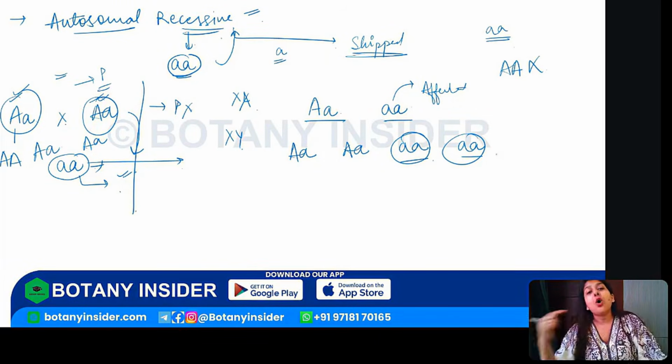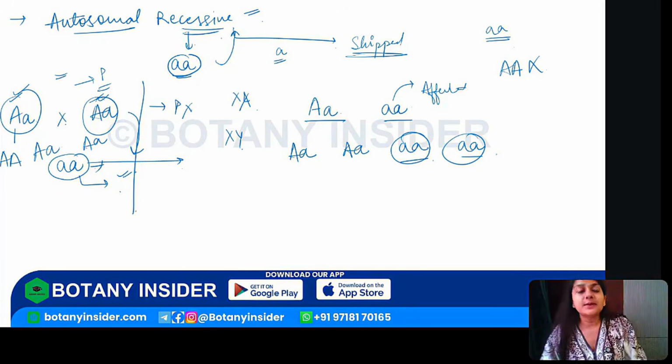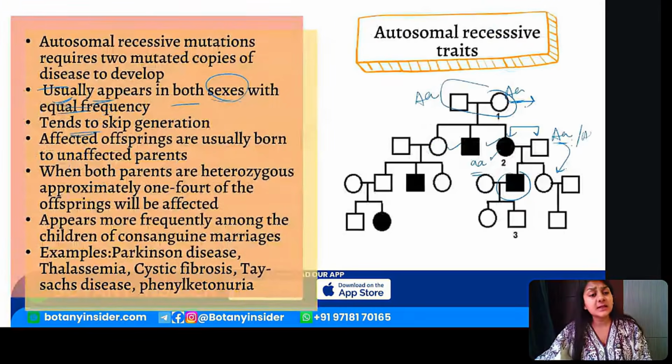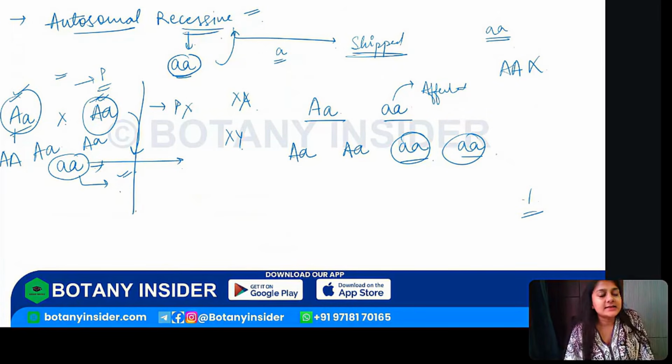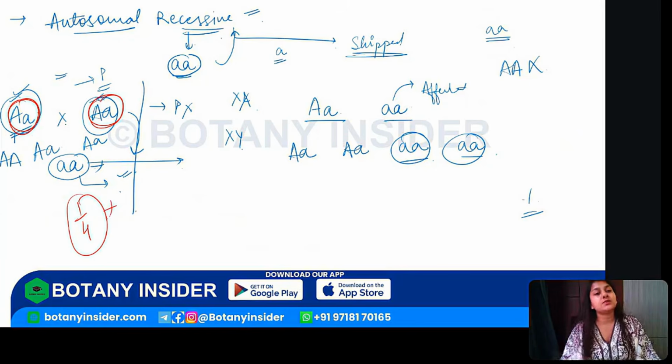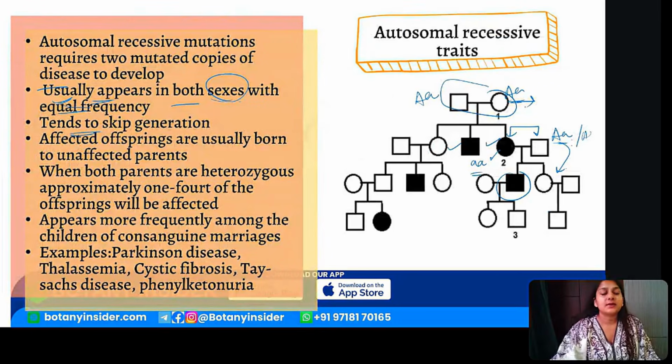That doesn't mean always skipping would be there, right? So remember about this, that it tends to skip generation does not mean 100% skipping would be there, right? Also, when the parents are heterozygous in this scenario, that is here, see, capital A small a is here. So in the next generation, 1/4 of them will be showcasing the characteristic, right? See, 3 of them are normal, and 1/4 of it is showcasing the characteristic. So all these things are important, right?